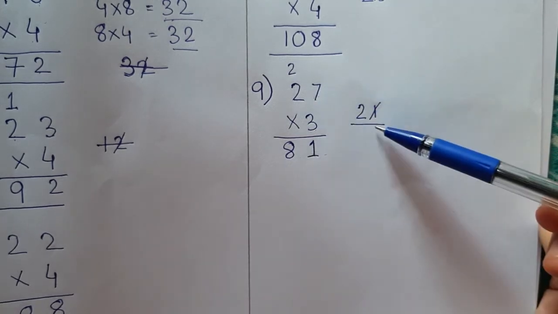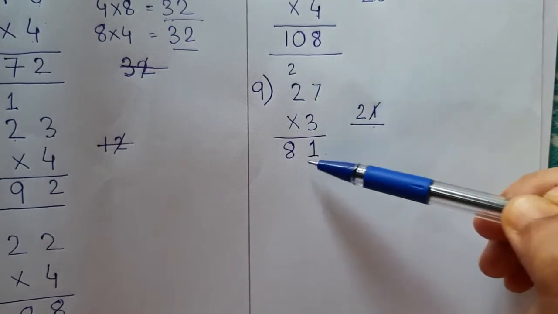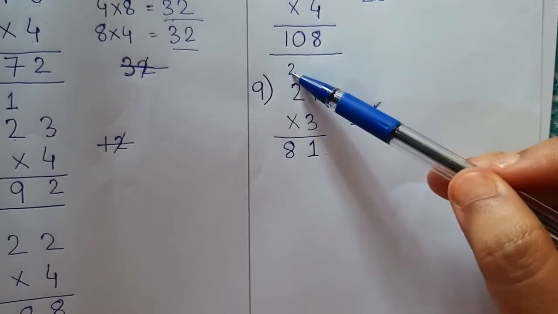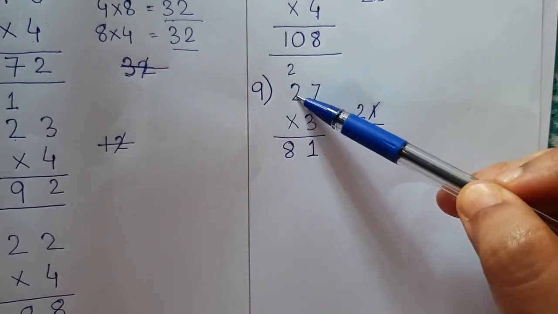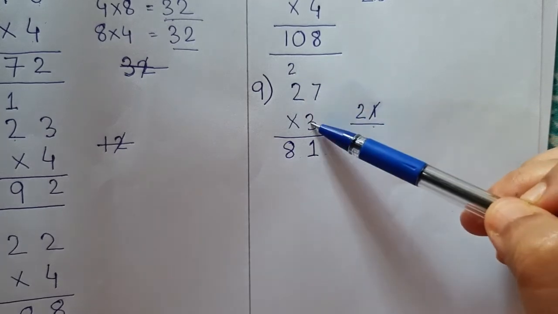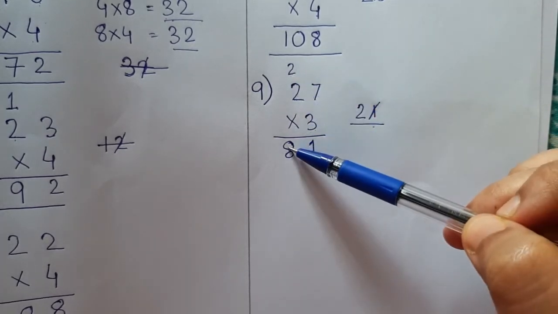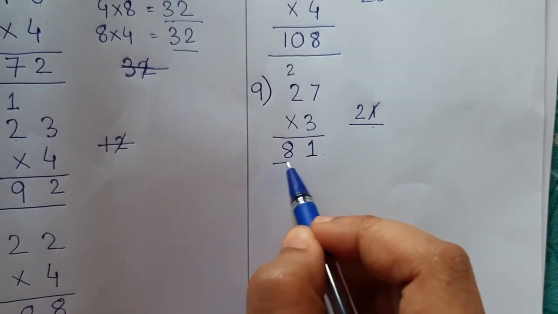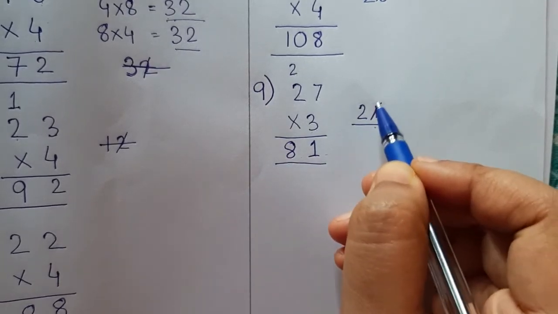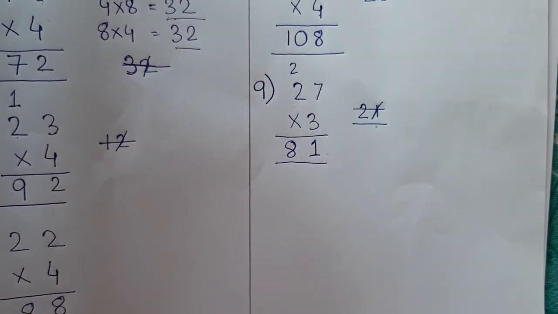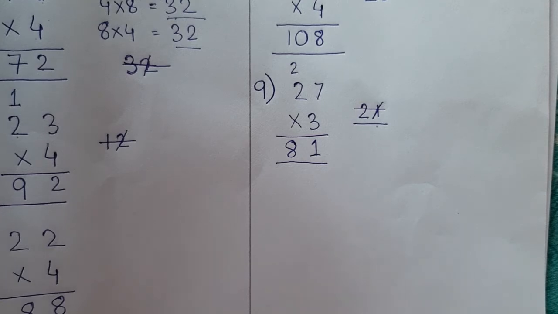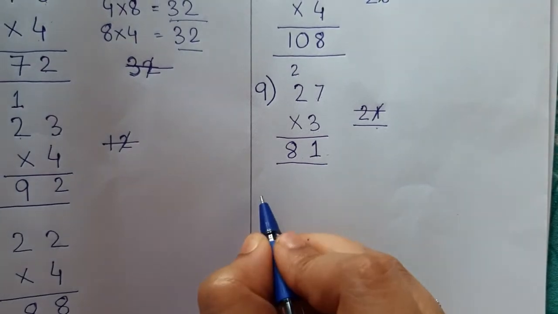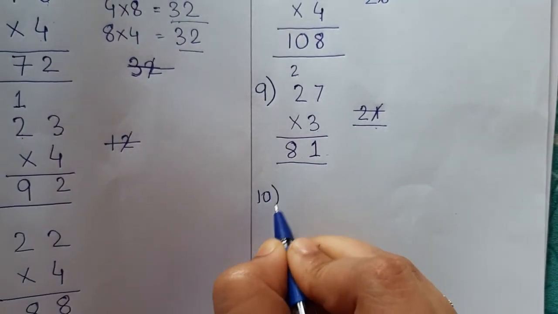7 3s are 21. We cut this one and put it here and carry forward this 2. 3 2s are 6 plus 2, which is 8. So the answer becomes 81. We are done with this 21, so we are going to cut it. Okay. Now let's move on to question number 10.